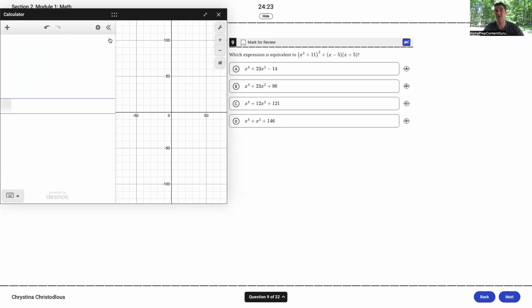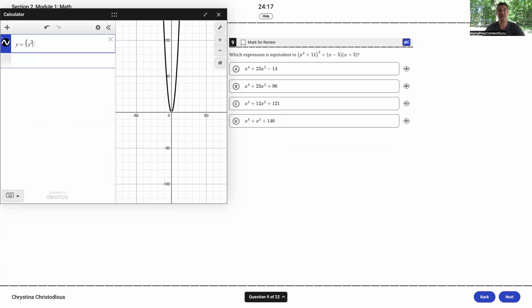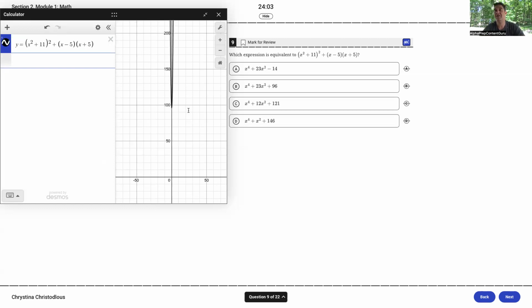This is an is-equivalent-to question again. So I'm just going to go Y equals. And I'm doing this on purpose. I know that I could distribute the positive sign. And no, I couldn't. Just joking. This one's bigger and worse. It's squared, so that's ugly all by itself. Then I'm going to go x minus 5 and x plus 5. All right, so this is bigger and badder and uglier.